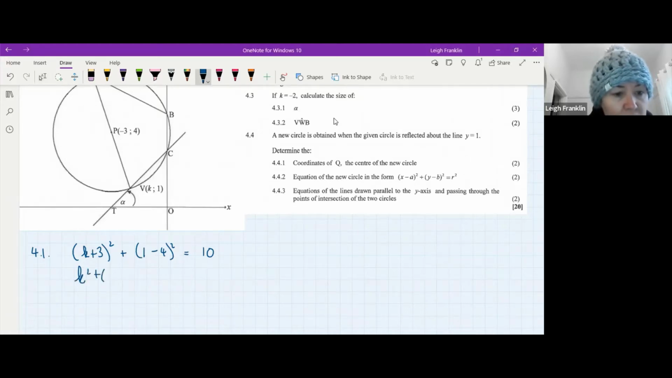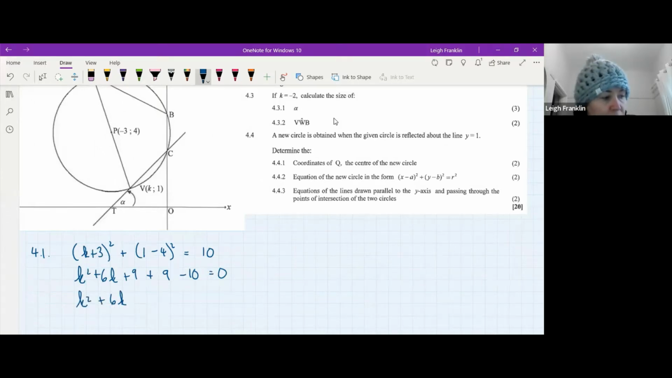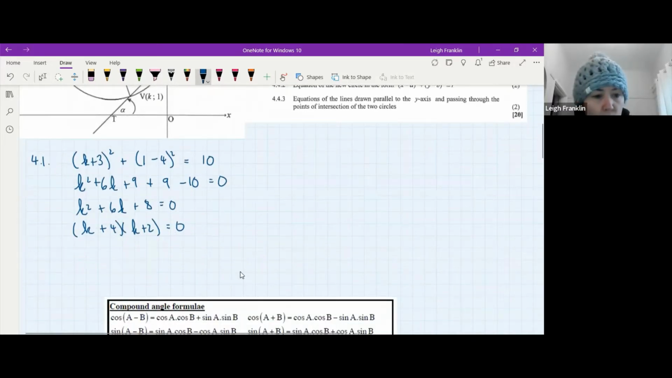We ended up with k squared plus 6k plus 9 plus 9 minus 10 gives us 0, which means that when we got it into standard form, we ended up with k squared plus 6k plus 8 equals 0. And then when we factorized, we had (k plus 4) times (k plus 2), which gives us 2 possible solutions for k. Either k was equal to -4, or k was equal to -2.